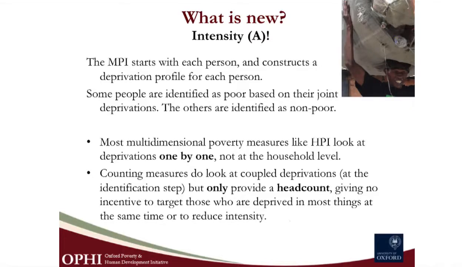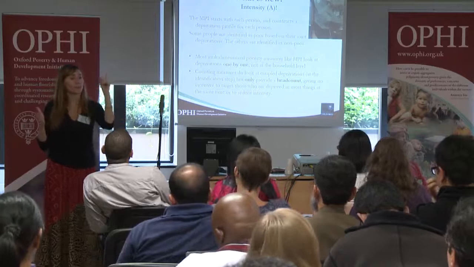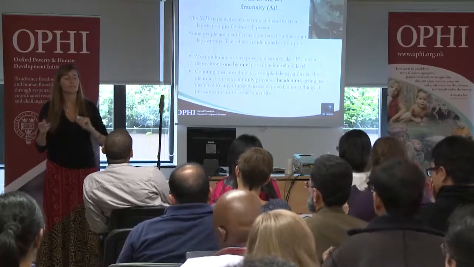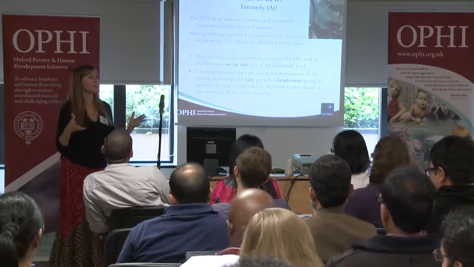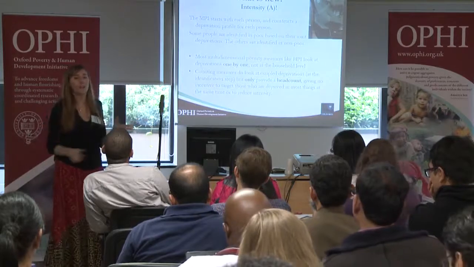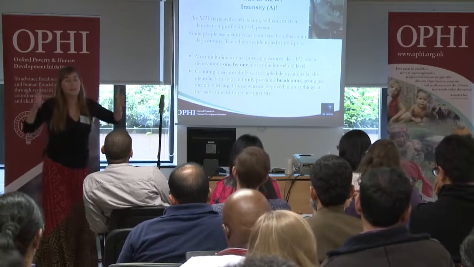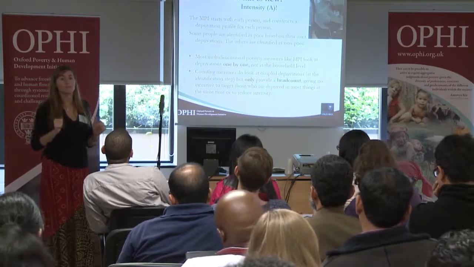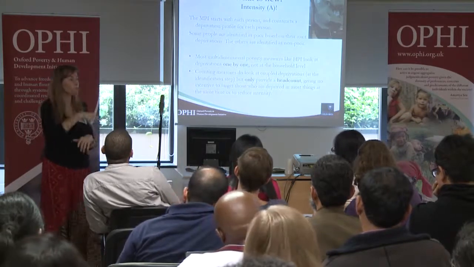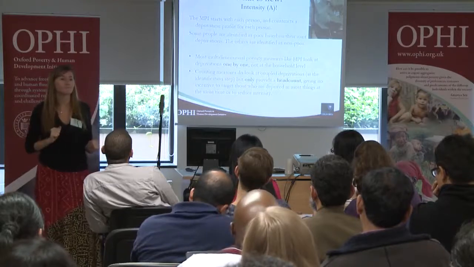Imagine that we have 50% of the population who are poor. We identify them as poor because they were deprived in 1/3 of the indicators. Now, all of a sudden, they become deprived in everything. They are deprived in 100% of the indicators. But only that part of the population. For the rest of the population, they were non-poor, and now they are still non-poor.